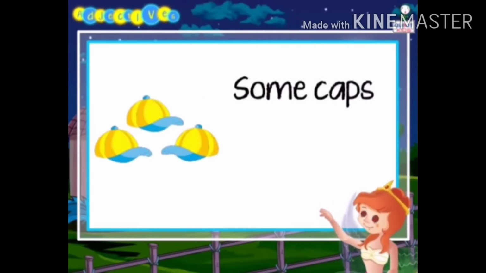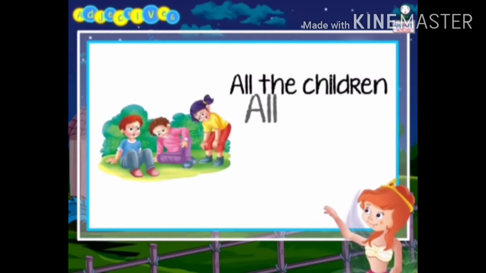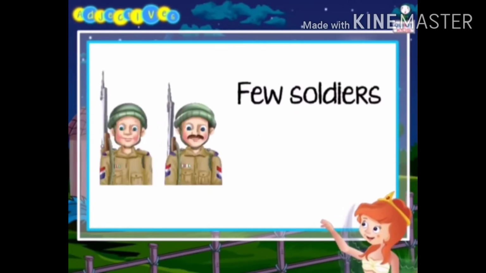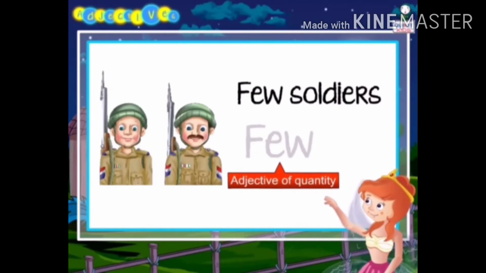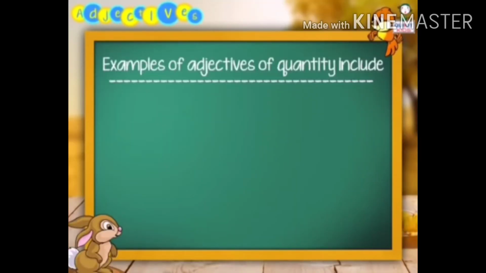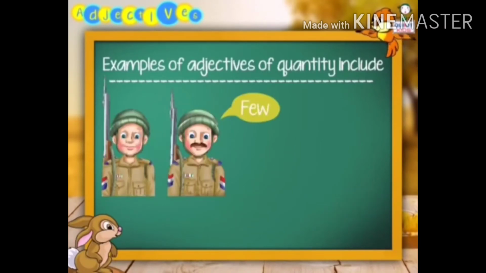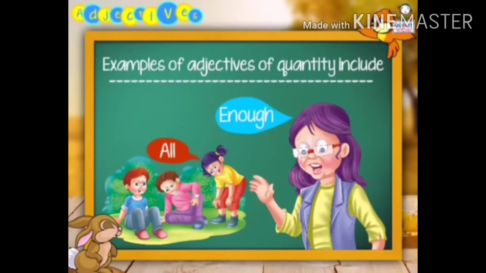Some caps. Some is adjective of quantity. All the children. All is adjective of quantity. Few soldiers. Few is adjective of quantity. Examples of adjective of quantity include little, some, few, many, all, enough, and the likes.